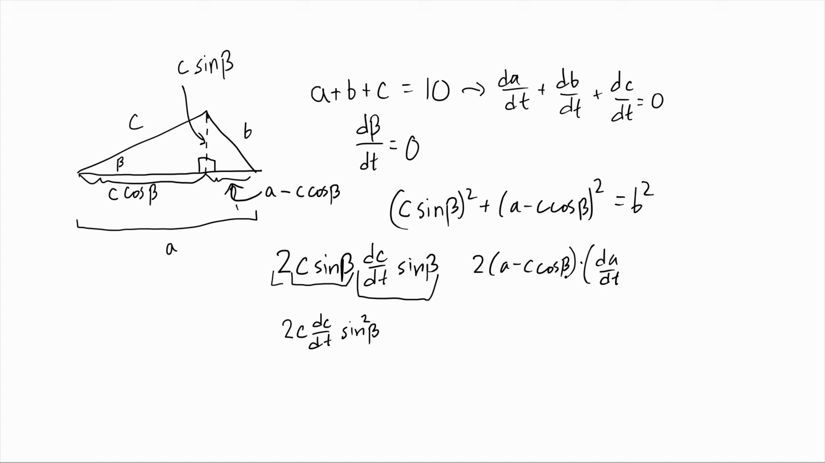Remember, cosine beta is a constant because beta is a constant. Because you're plugging a constant into a function, your output is a constant. Great. So dA dt minus dc dt times that constant, which is cosine of beta. Then you have some foiling to do right here.